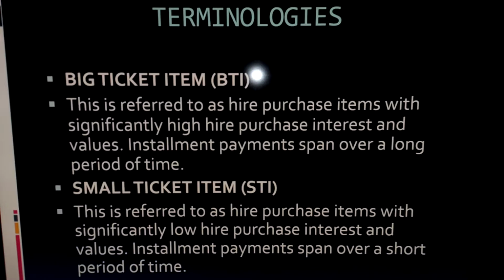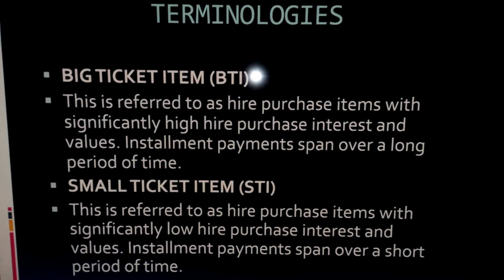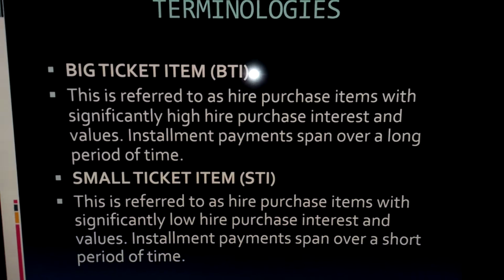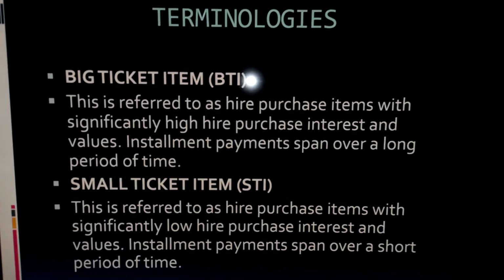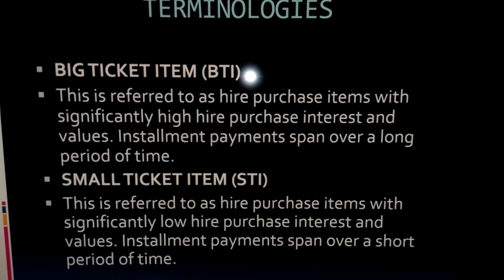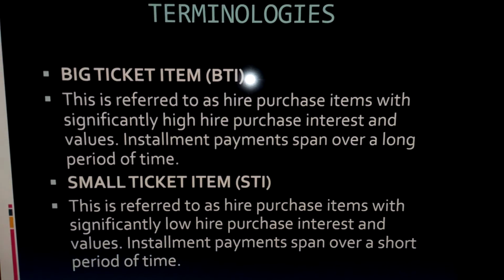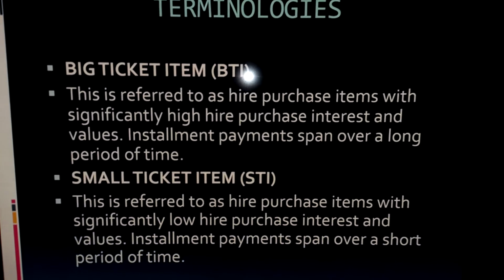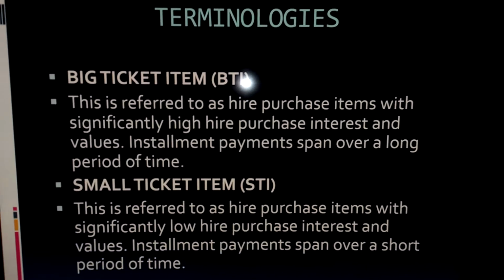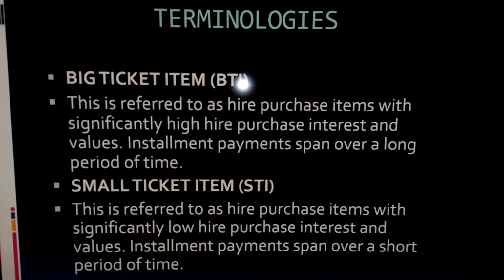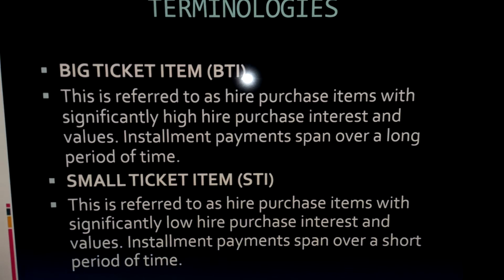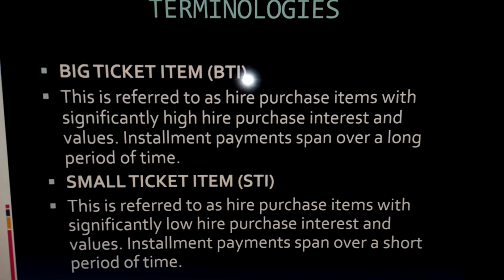So these are some terminologies. Big ticket items. So when you have items that are significantly high in hire purchase interest and hire purchase value, we refer to them as BTIs, big ticket items. Okay, so usually their payment spans over a long period of time. But when you have small interest and small hire purchase values, and payment is usually over a short period of time, we refer to it as small ticket items.